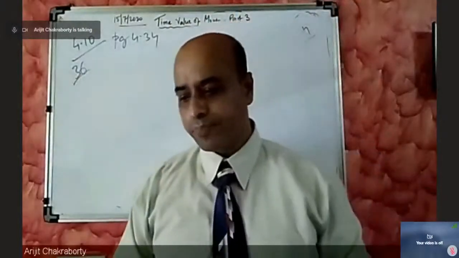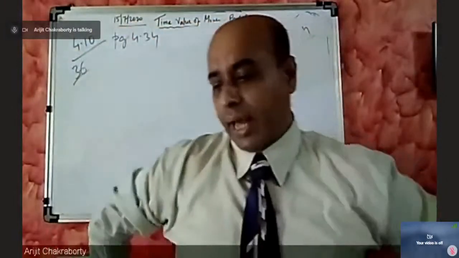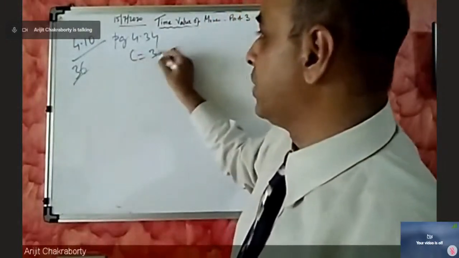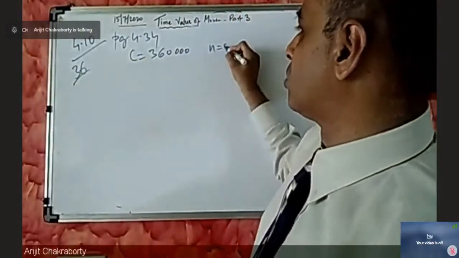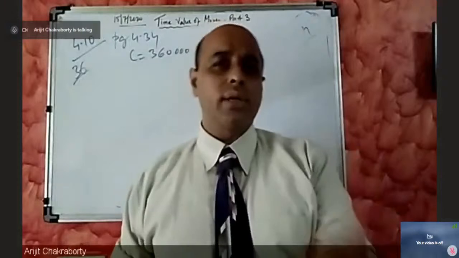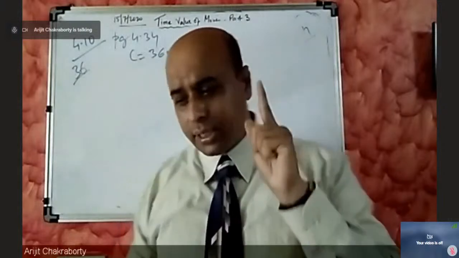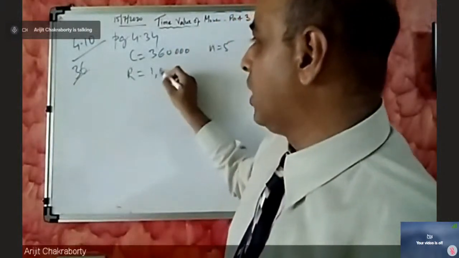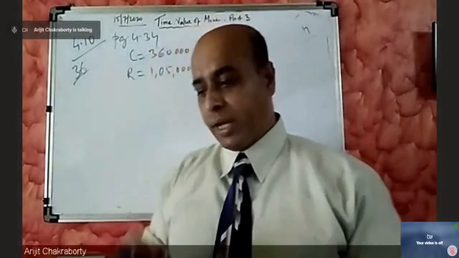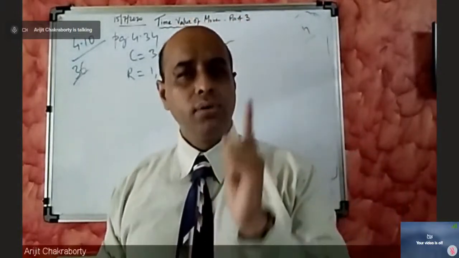Now the company ABC Limited wants to lease an asset costing 3,60,000 for a 5-year period. So the cost is 3,60,000 and N equal to 5 years. If you take the asset on lease, you get a commercial right to use the asset. The lease rental is R, which is 1,05,000 per annum, and you have to pay it annually starting from the end of first year. The hint is end of first year.